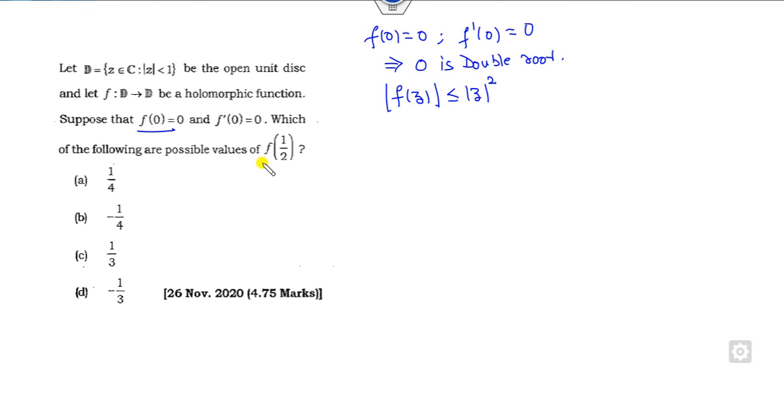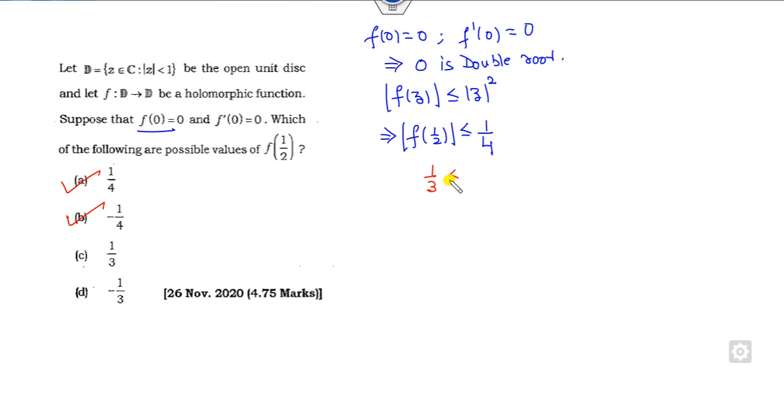Now, what is the possible value of this? So clearly, |f(1/2)| is less than 1/4. Now look at the options. What is the possible value? Equality, 1 by 4, is possible. Minus 1 by 4 is again satisfied.